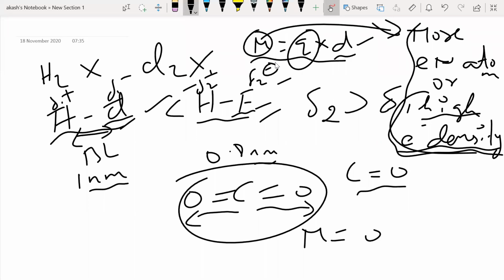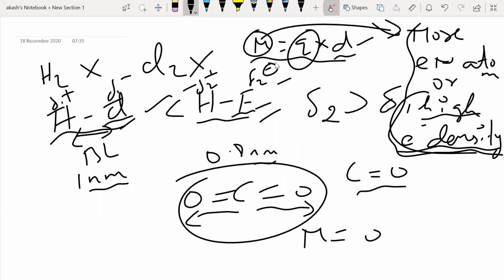Okay, so what you understand from this is that just having a polar bond is not sufficient, right? If you have only one polar bond, no issues at all. Definitely that is going to have some dipole moment, right? But if you have more than one polar bond, now you go for the vector sum, and the vector sum should not turn out to be 0, right?